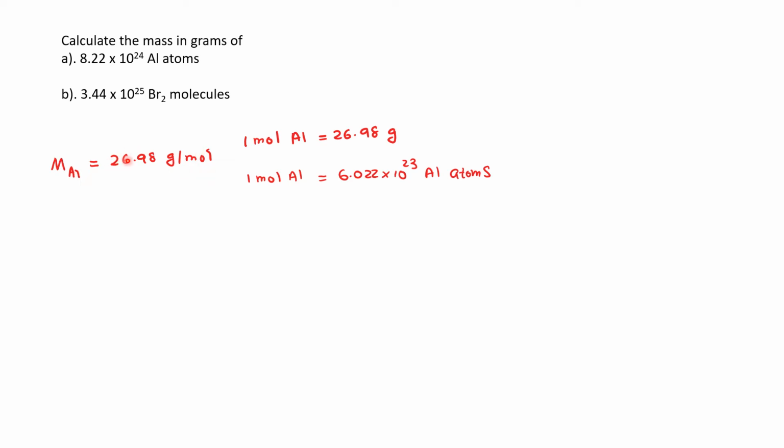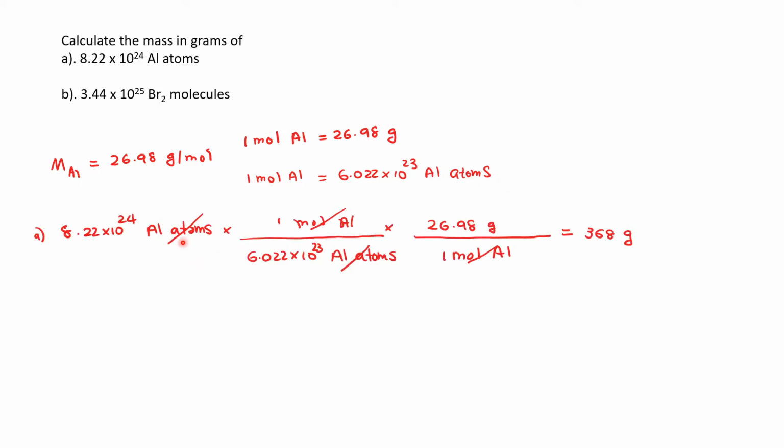You know from this that 1 mole of aluminum weighs 26.98 grams. And whenever your question mentions atoms, you have to use the Avogadro number. We know 1 mole of aluminum equals 6.022 times 10 to the 23 aluminum atoms.